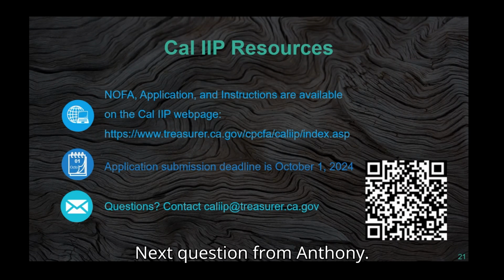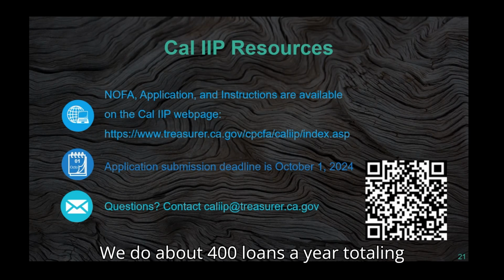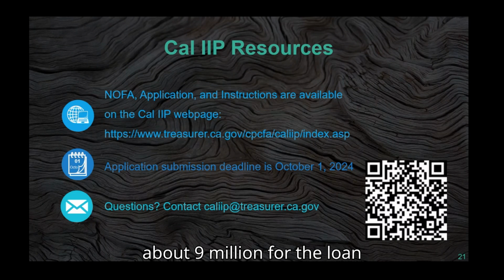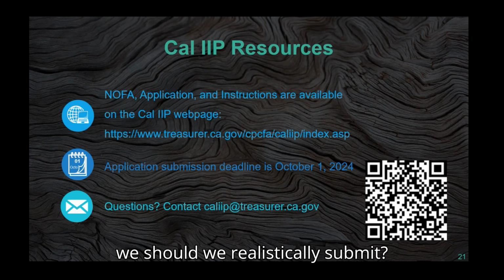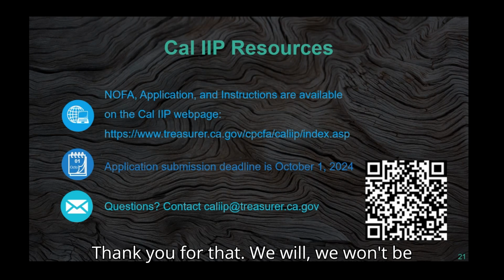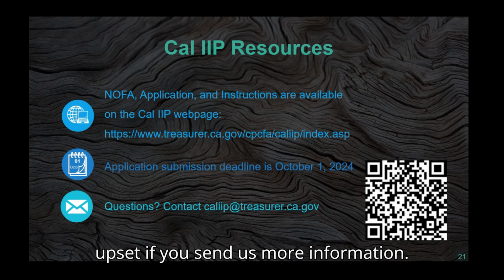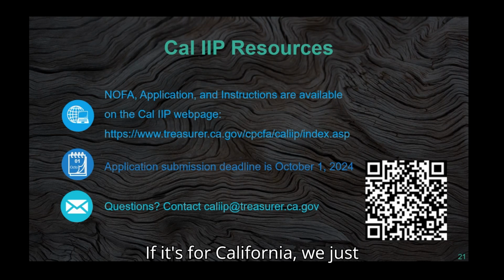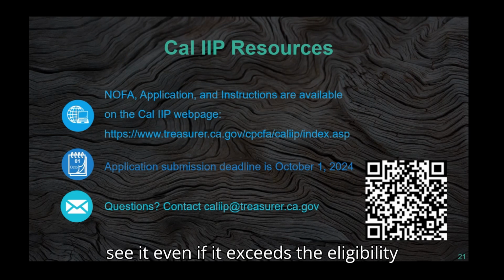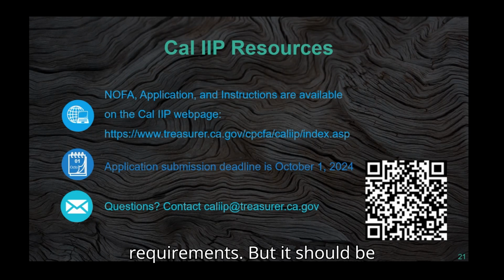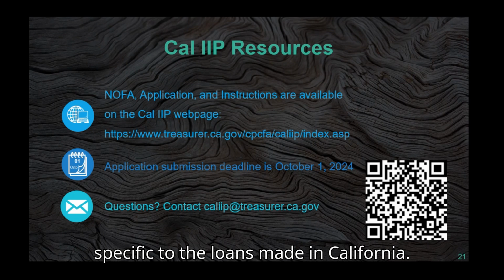Next question from Anthony. We do about 400 loans a year, totaling about 9 million. For the loan portfolio portion, how much information should we realistically submit? Thank you for that. We won't be upset if you send us more information if it's for California. If it's all for California, we'd love to see it, even if it exceeds the eligibility requirements, but it should be specific to the loans made in California.